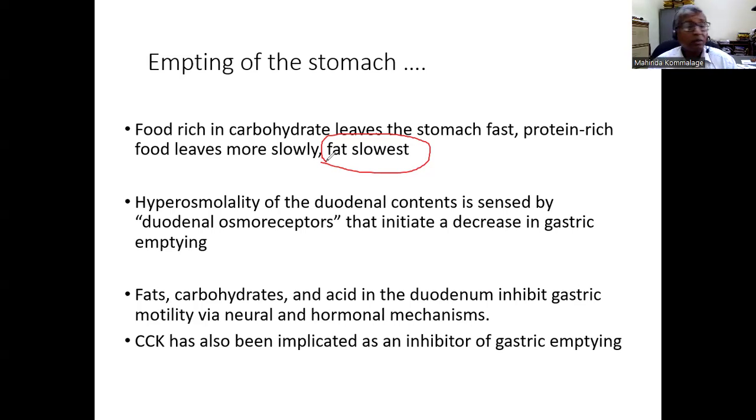when we get fat-content food, probably we feel tight fullness for a longer period, right? And it will keep us feeling full.